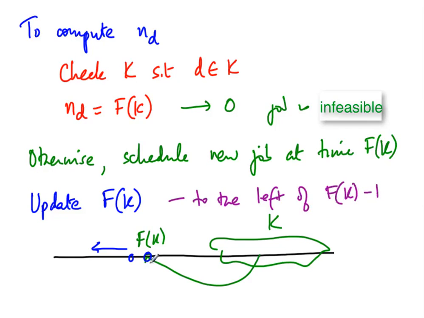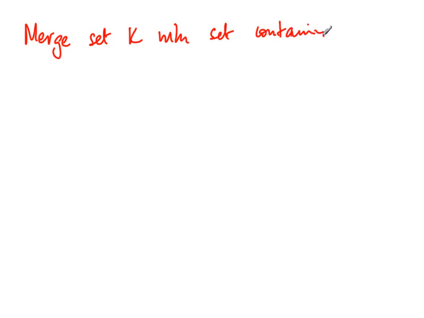Now one easy way to do this is, we know that the set containing f(k-1) already tells us this value. So we just have to merge the two sets, right? So now what we will do is merge the set k with the set containing the value f of k minus 1, right? And this will have this effect.